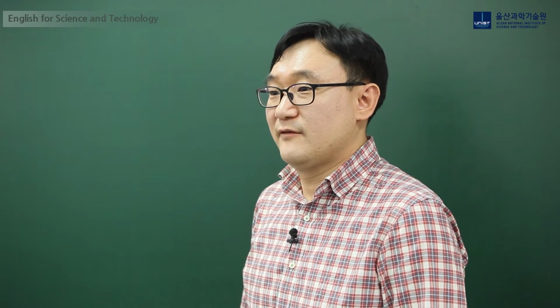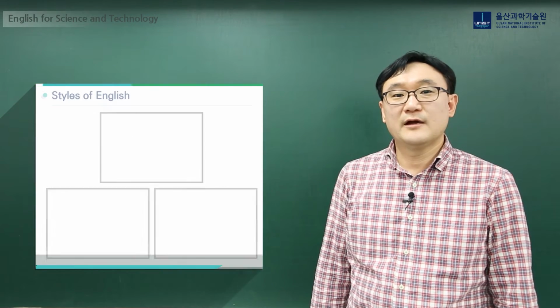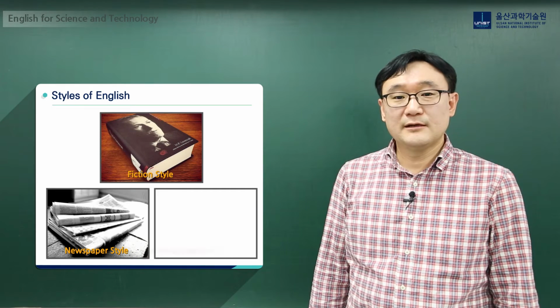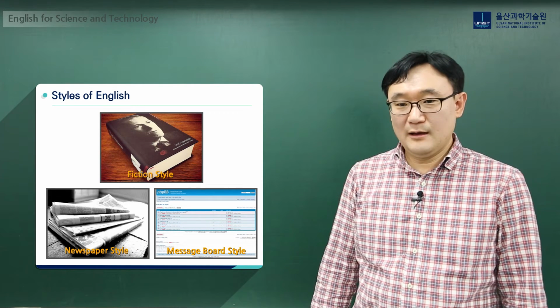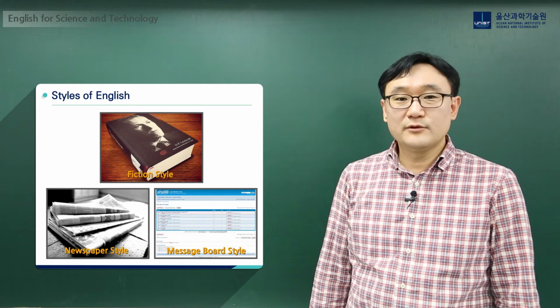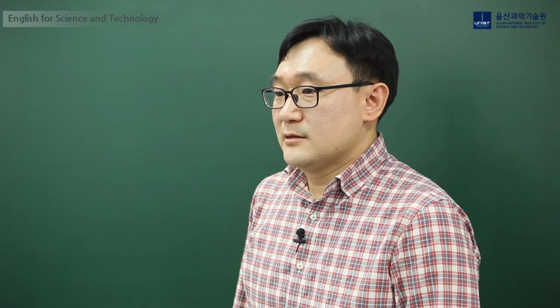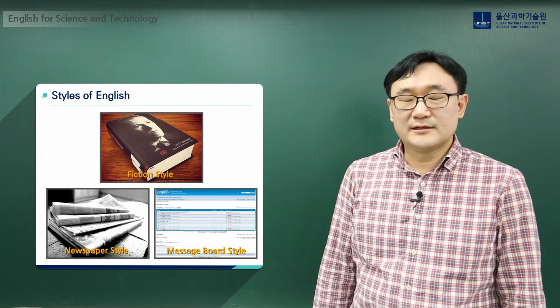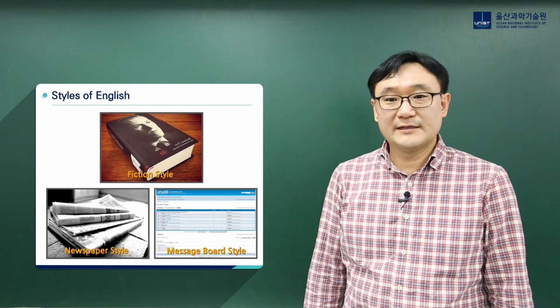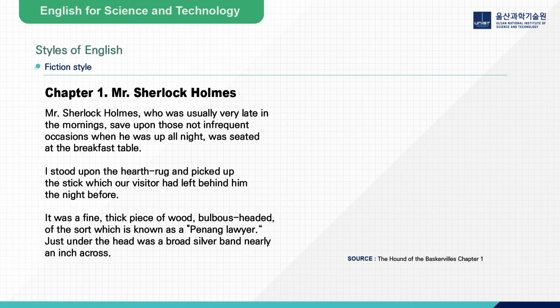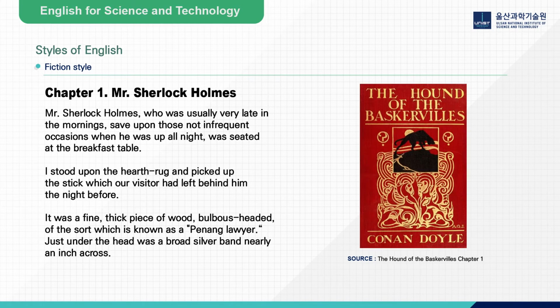As we see in the previous examples, we have several different sentences meaning the same ideas. People use different sentences for different purposes. So here we are going to take a look at the examples of different writing styles. First, take a look at the example of fiction style. This is a fiction style. The excerpt is from The Hound of the Baskervilles by Arthur Conan Doyle.